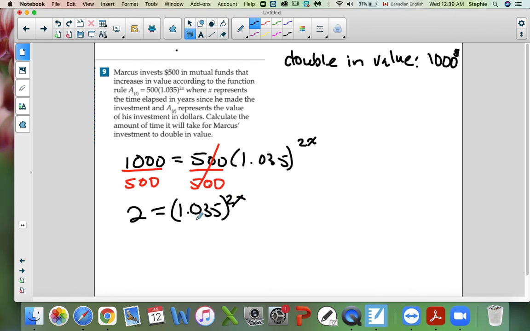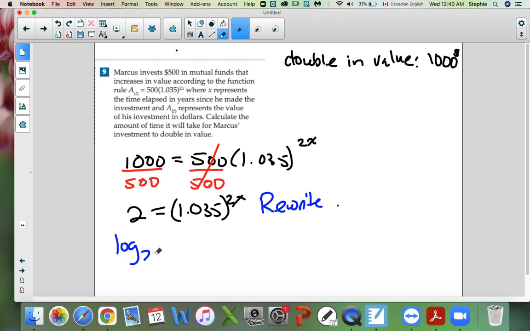Okay, so this is where people are normally stuck, and they say, what do you do here? When you're stuck, you do the rewrite. You write it as a log. So you're going to write log base 2. No, not base 2, sorry, my mistake. The base is 1.035. The answer is 2, and the exponent is 2x.